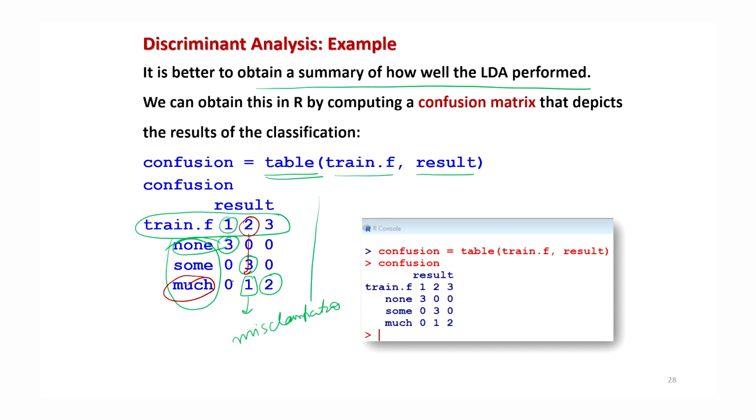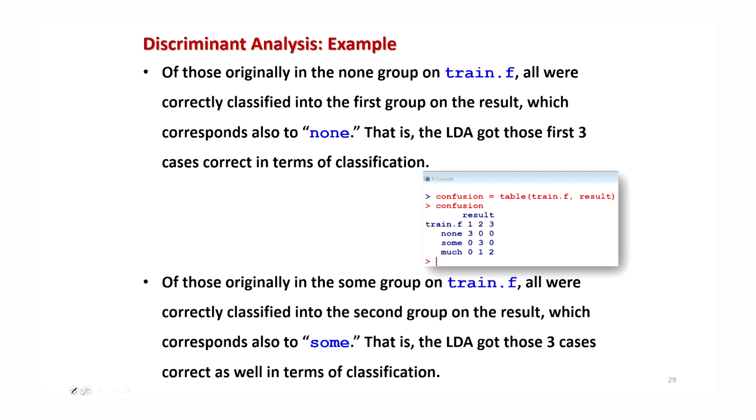So ideally, what do you expect? That all the elements on this diagonal should be equal to 3, 3, 3, and all the off-diagonal elements should be 0. That is an ideal situation, but usually in practice it may not always happen. But this is how we are going to judge, and this is the screenshot of what we have done. So now if you try to understand what we are trying to do, of those originally in the none group on train.f, all were correctly classified into the first group on the result, which corresponds also to none. You can see this value.